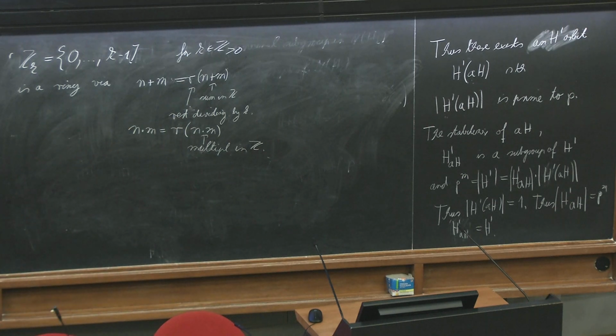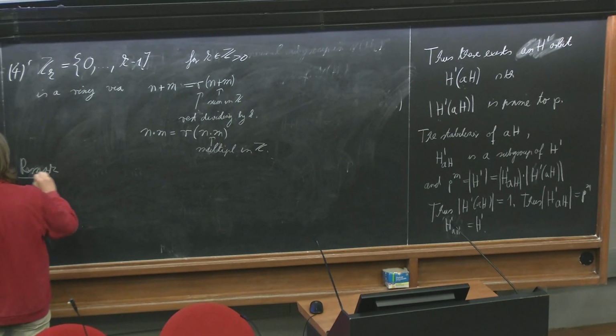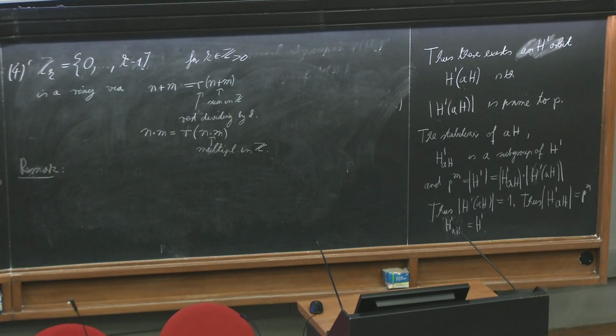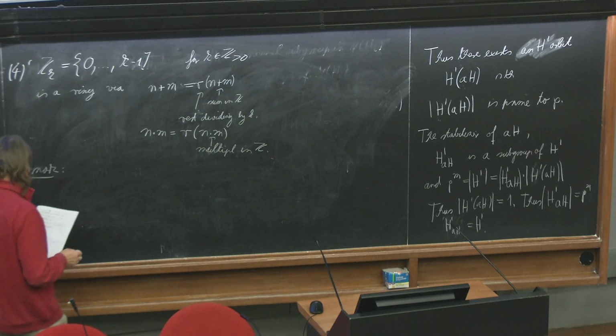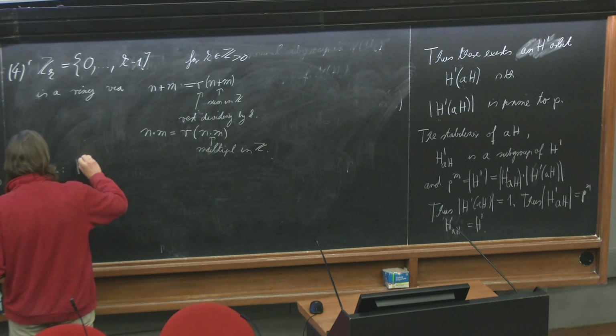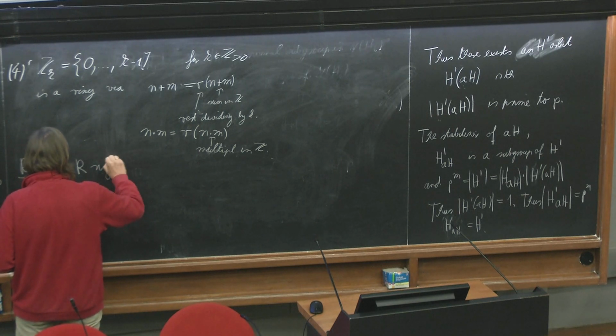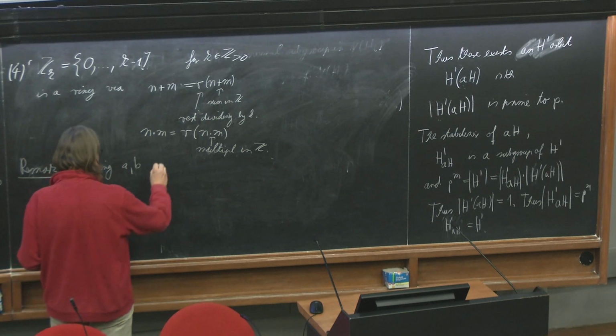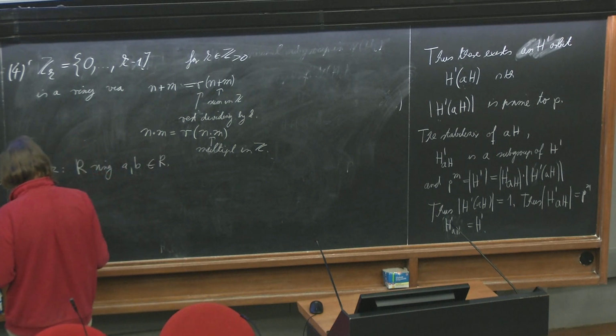And you can easily check that this defines a ring. So we have a ring structure here. And maybe also just list as a remark some trivial properties which are similar to what I stated for groups. So if R is a ring, A and B are some elements in R, then I can say some simple things.